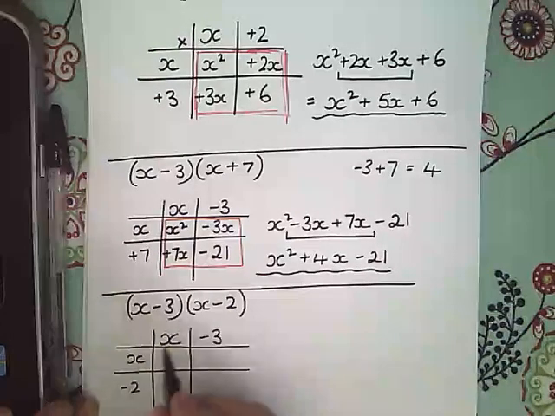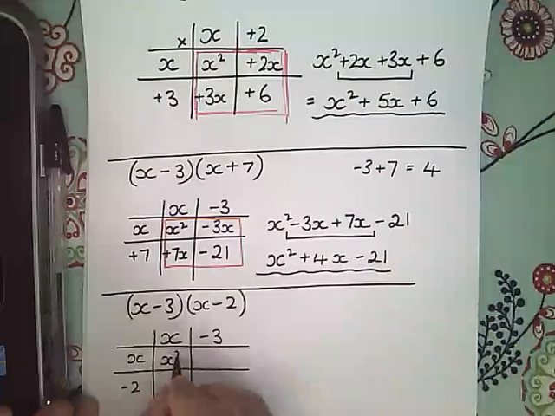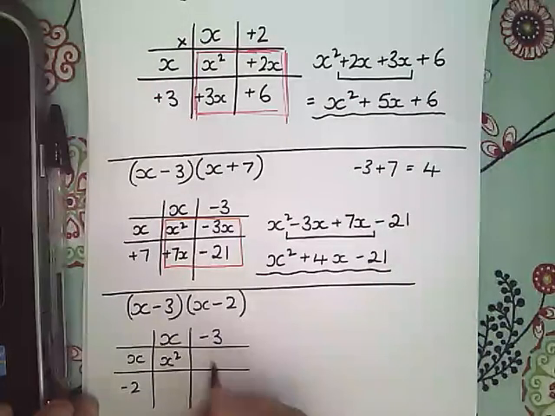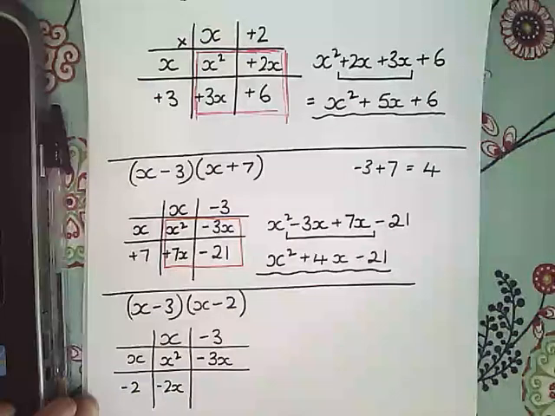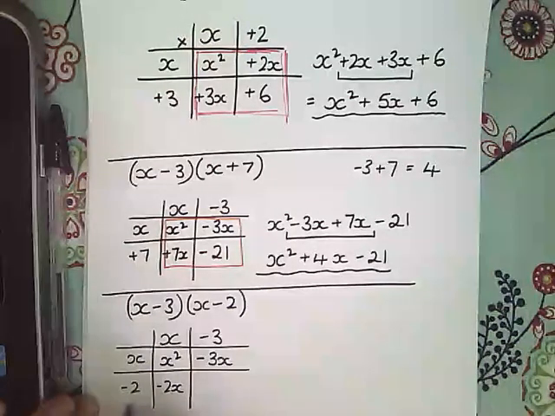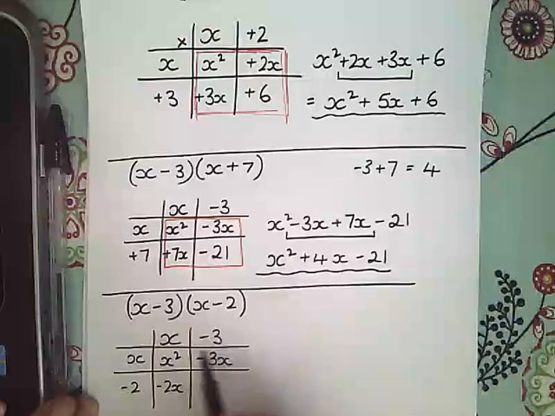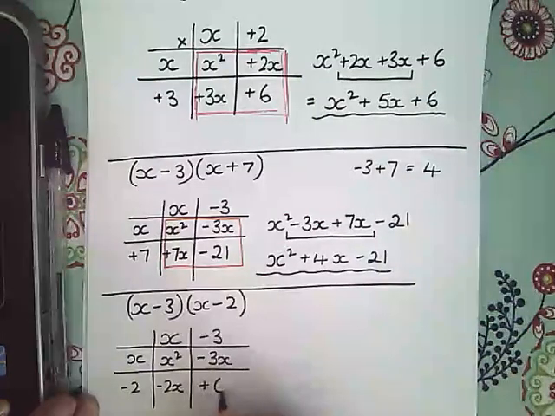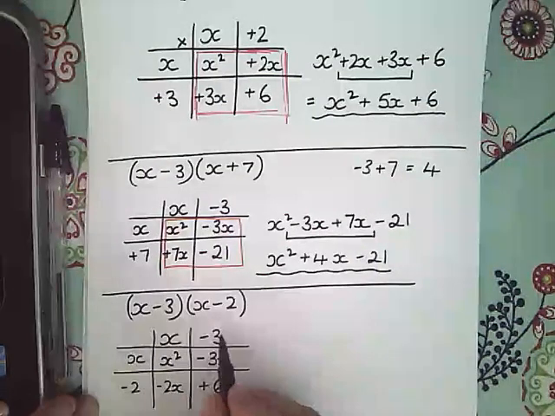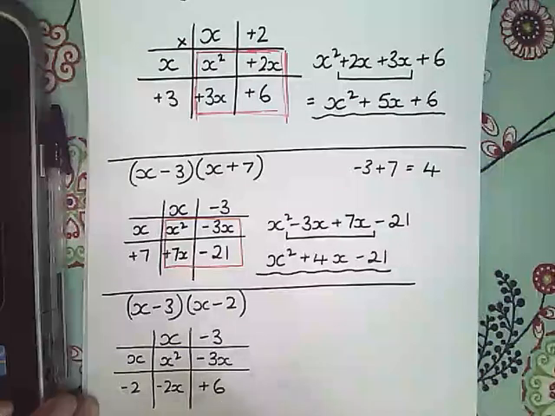X times x is x squared. X times minus 3 is minus 3x. X times minus 2 is minus 2x. And then this is the final bit where we have to be really, really careful. We've got minus 2 times minus 3. And you need to remember that a minus times a minus is a plus. So this is going to give us positive 6.